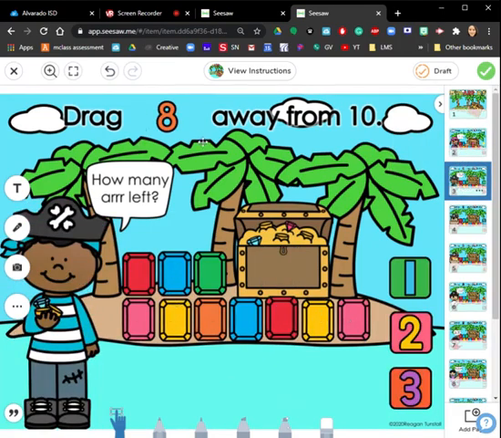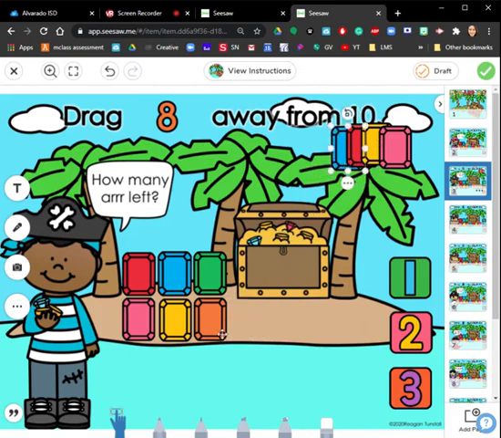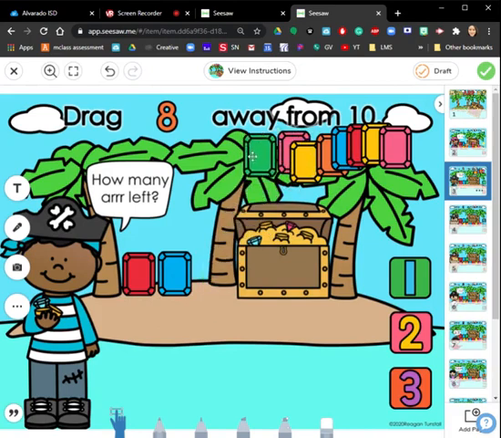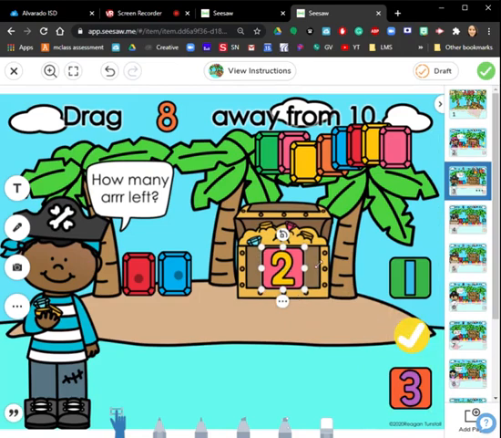This one says drag 8 away from 10. There are already 10 gems in there, so I'm going to drag away 8. Let's count. 1, 2, 3, 4, 5, 6, 7, 8. So how many gems are left? We have 1 and 2. So our correct answer is 2. And as you can see, we got a check mark when we dragged it to the chest.